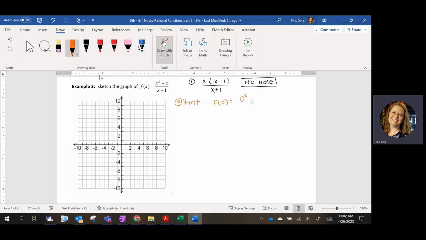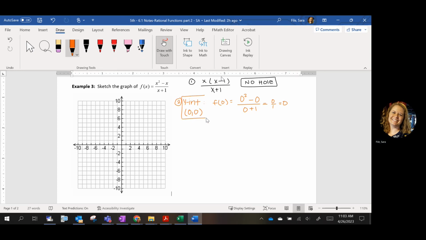So you can do that in the original equation before you factored here. Since nothing reduced, you can still keep using the original equation. If something had reduced, we would need to make sure we're using the new reduced equation. Okay, so this is going to come out to 0 over 1, which is just 0. So when I input a 0, I get an output of 0. So there's a point at 0, 0. So I'm going to graph that.